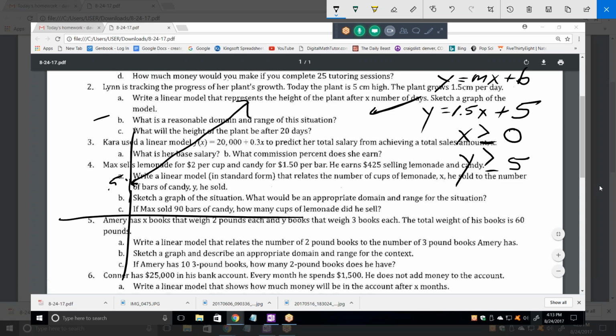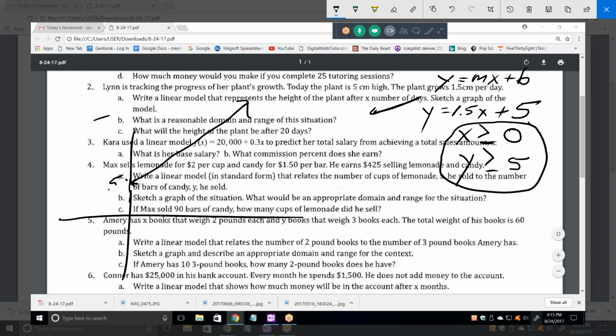In other words, according to their explanation, the plant started at 5, and it only grows up every day. It doesn't grow down. So it's never going to be less than 5. On day 2, it's going to be 6.5. On day 3, it's going to be 8, and so forth. So that covers the domain and the range, or in what they call here the reasonable domain and range.